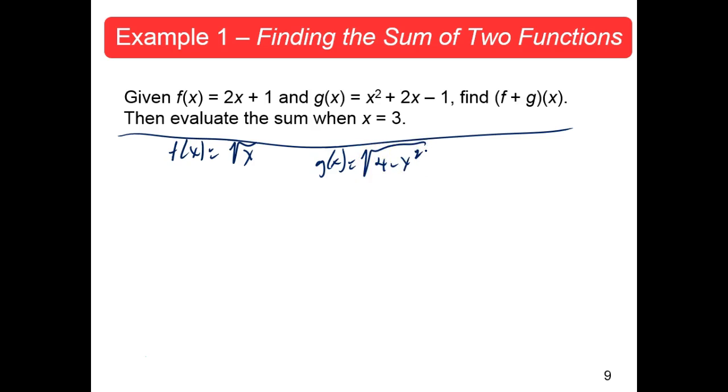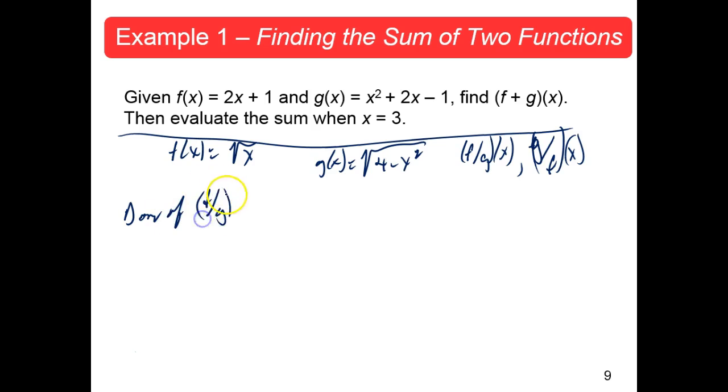And then find the domains for, no, then you find f divided by g of x, g divided by f of x, and then the domains of f divided by g of x and g divided by f of x. All right, 4 things to do here, okay?